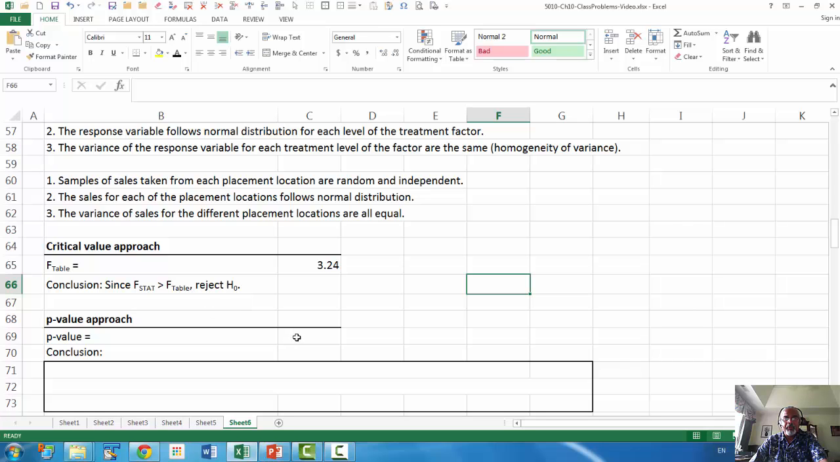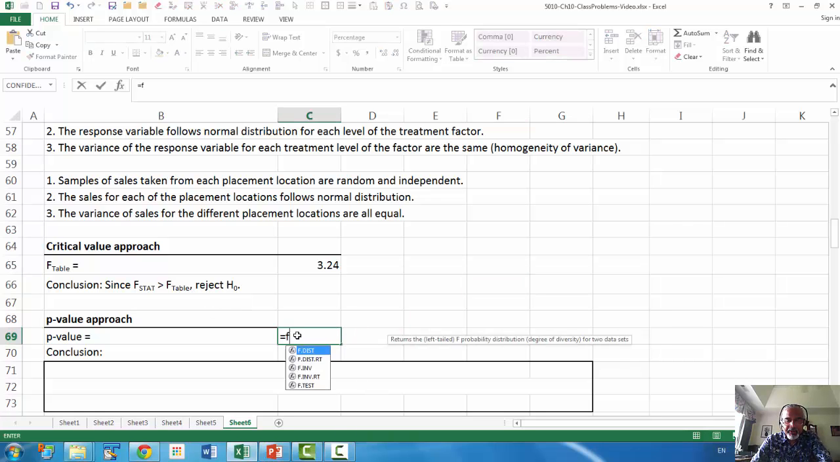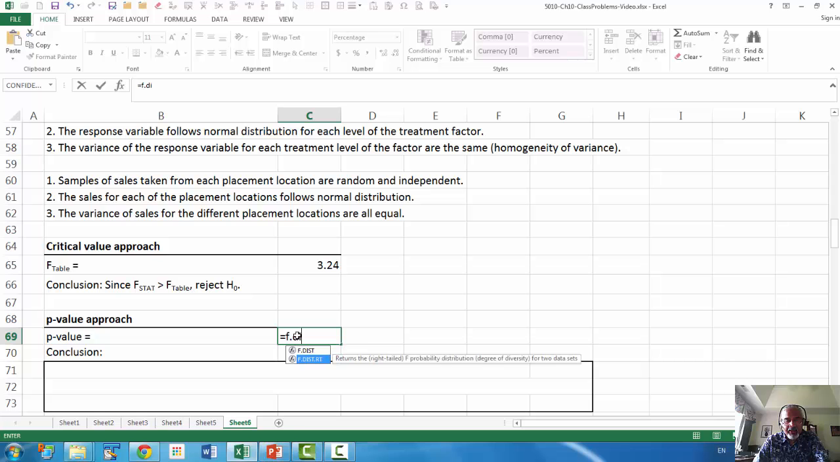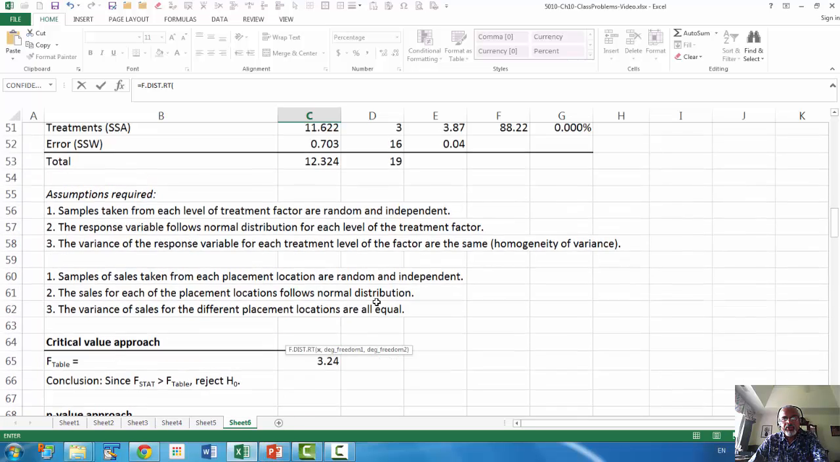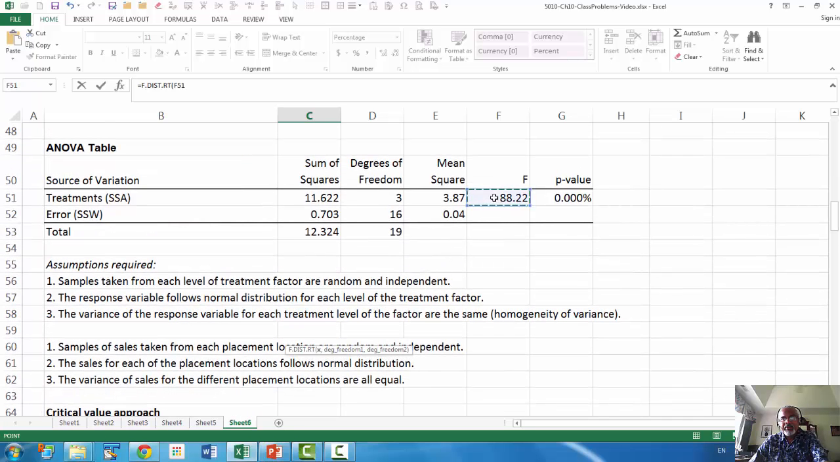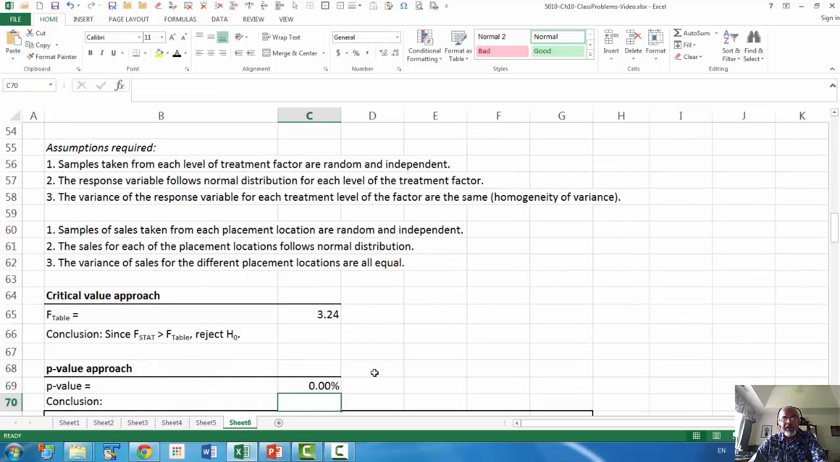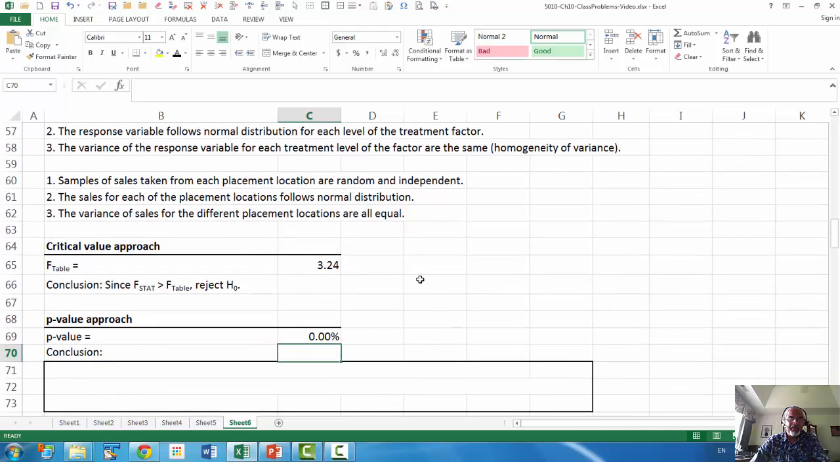Now we can use the p-value approach as well. So it should be F.DIST.RT. Now we use the F stat first and then the two degrees of freedom. So this will give us the p-value. The p-value is less than 5%, so we reject the null hypothesis.